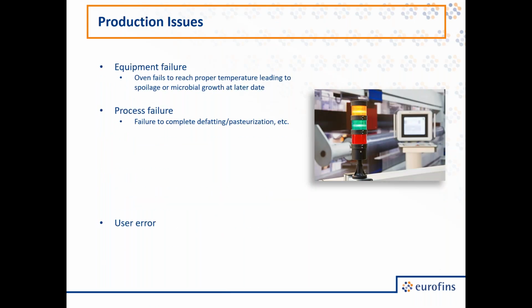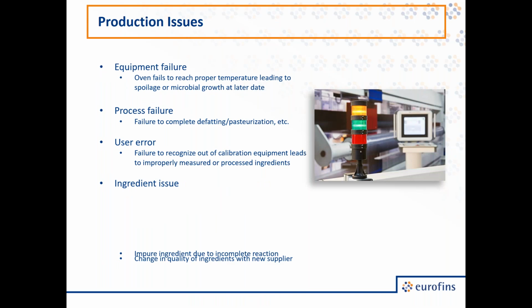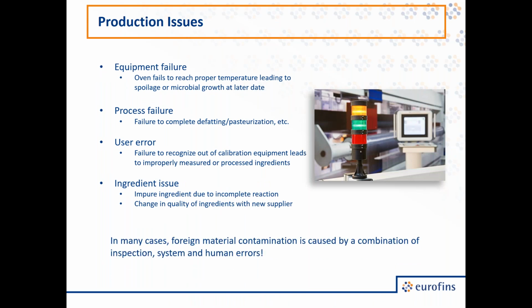Another source I'd like to highlight is production issues. There can be several reasons for production issues. One is equipment failure. For example, the oven fails to reach the temperature. And so you're going to see this downstream as spoilage or microbial growth. Could be a process failure, as in the incomplete pasteurization that I talked about in the last slide. Could be user error. Equipment was out of calibration. Someone didn't notice it, used it anyway.